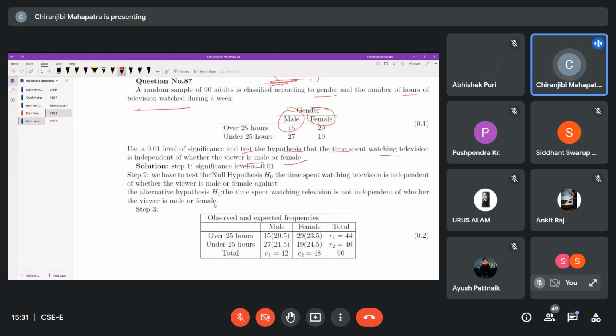Okay, so what you have to do, first of all, just add these two. Okay, so add करने के बाद तो है 42, 48, 90 grand total. Okay, 46. Right now, what you have to do, that here 15 is there. So right now you need to calculate this 42 into 44 divided by 90. Okay, so this becomes your expected frequency.